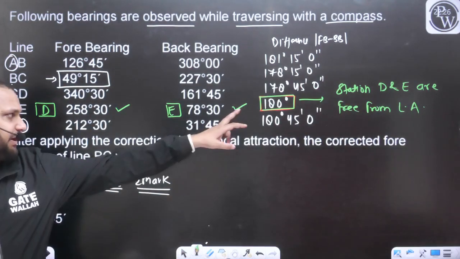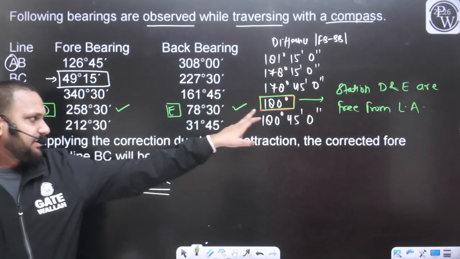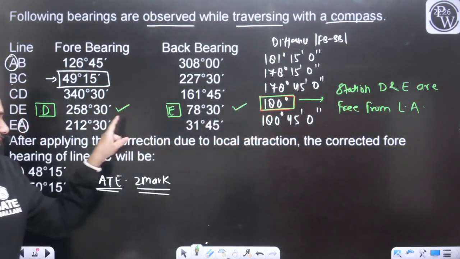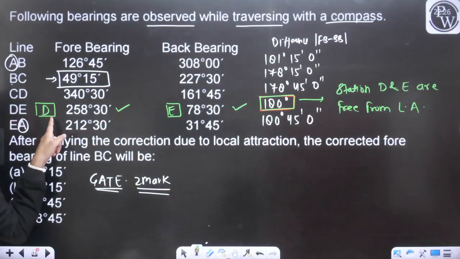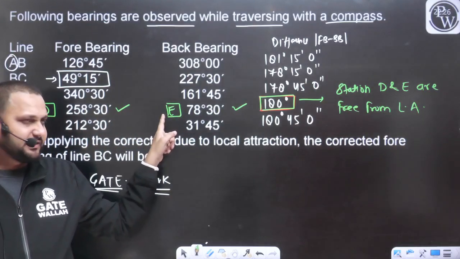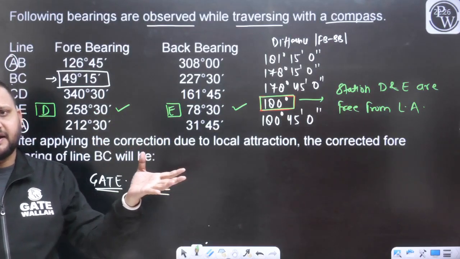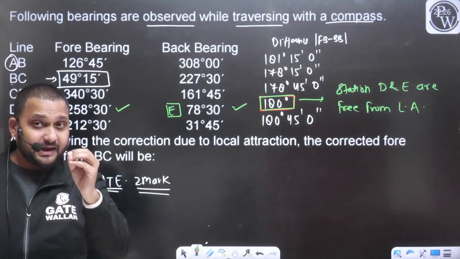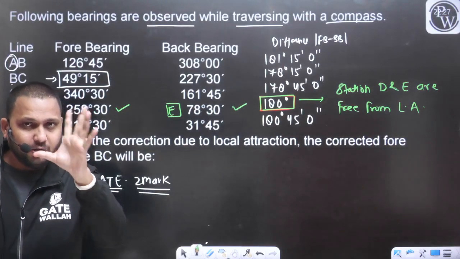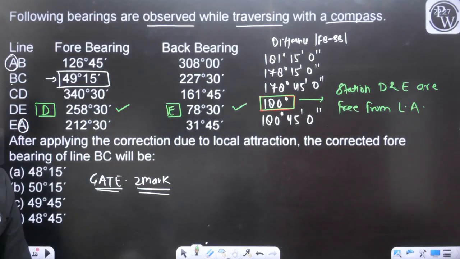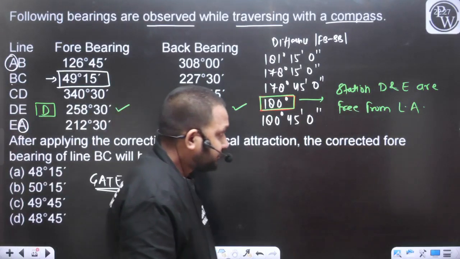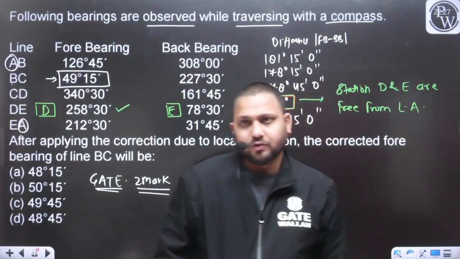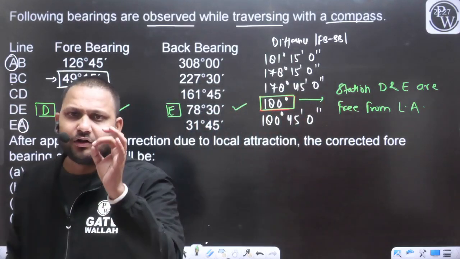If these two readings are correct, then only we are getting the difference of 180 degree. This reading we have measured from the station D. This reading we have measured from the station E. Both the readings have the correct value. That means we can say stations D and E are free from the local attraction. Yes or no?